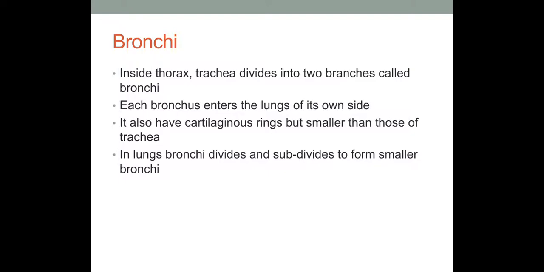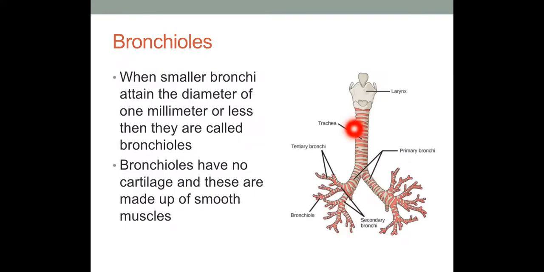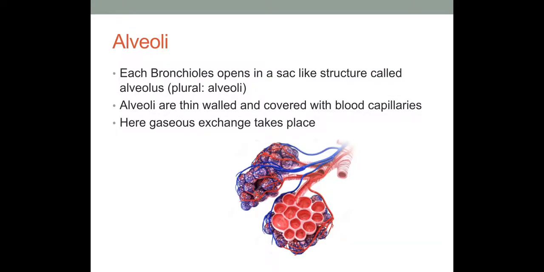It also has cartilaginous rings, but smaller than those of the trachea, and in the lungs the bronchi divide and subdivide to form smaller bronchi. As you can see in the diagram, the trachea divides into two bronchi, and the bronchi enter the lungs. Then in the lungs these bronchi again divide and redivide. When the smaller bronchi attain a diameter of 1 millimeter or less, they are termed bronchioles, the smallest branches. Bronchioles have no cartilage and are made up of smooth muscles.